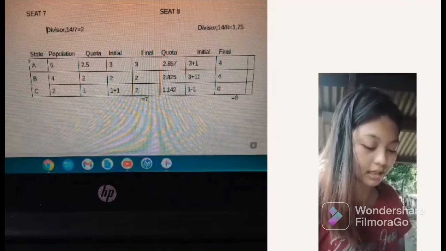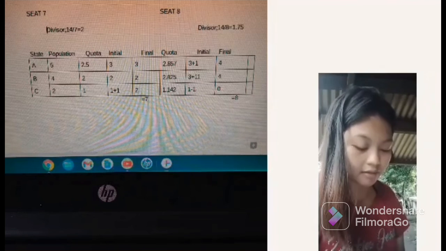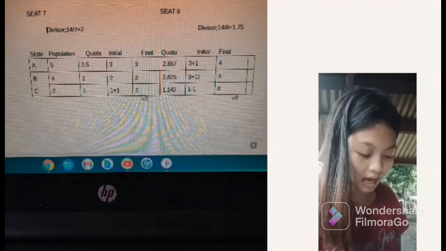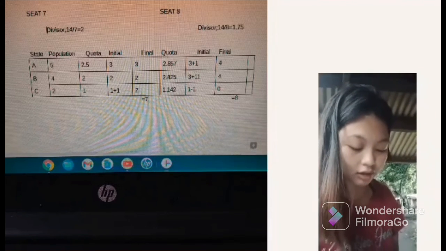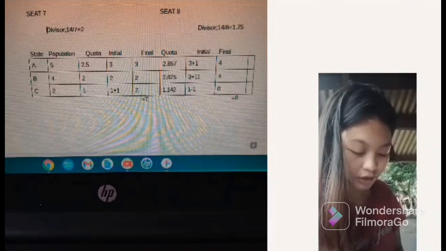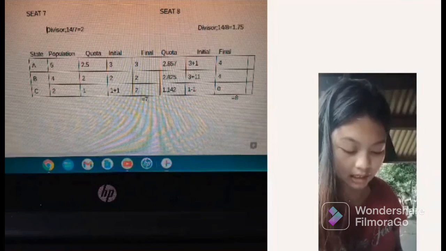As you can see in my example table, these are the 3 states A, B, and C. But state C's share decreased from 2 to 1 with the added seat. This is the population, quota, initial, also called the lower quota, and the final number of seats. The population of state A is 5, state B is 4, and state C is 2.